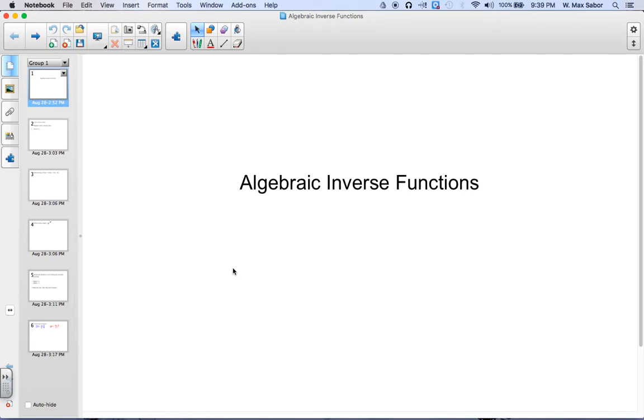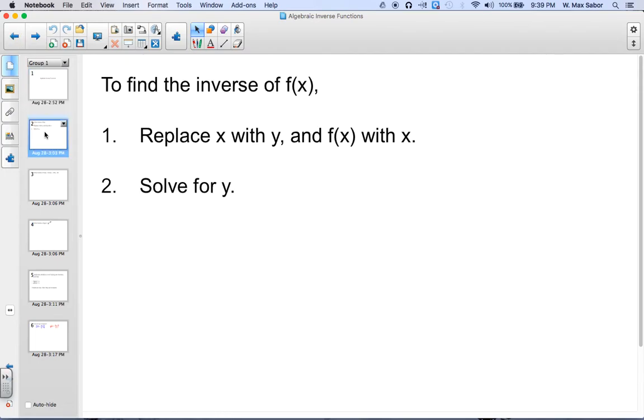Before we talked about the definition of inverse functions and what they look like graphically. Today we're going to talk about how to tell things about inverse functions algebraically, specifically how to find an inverse function and how to check that two functions are actually inverses. So first, to find the inverse of a function, you're going to replace the x and the y, switch them, and then solve for y.